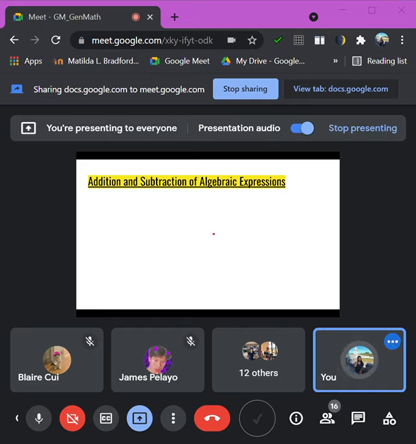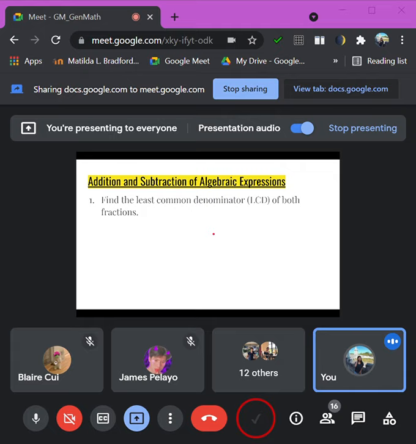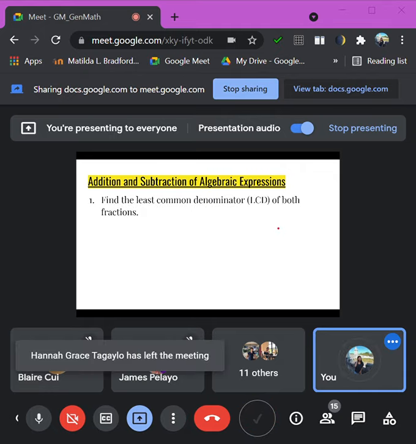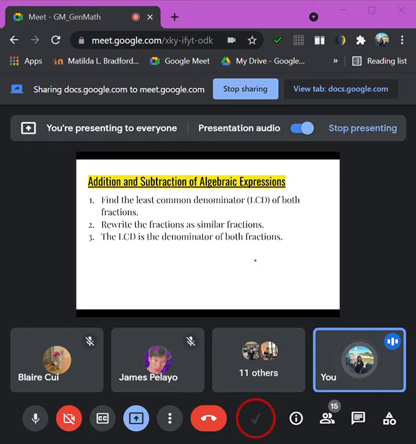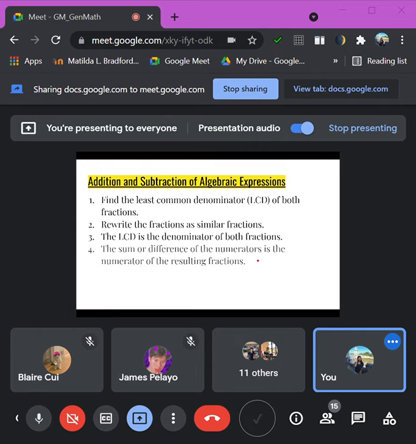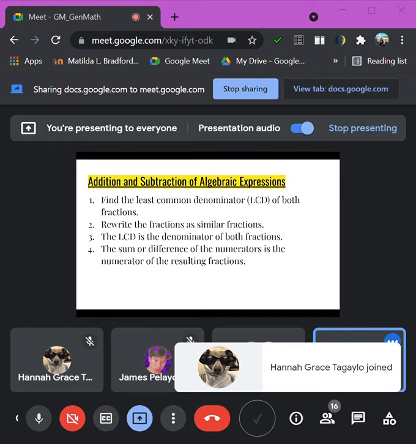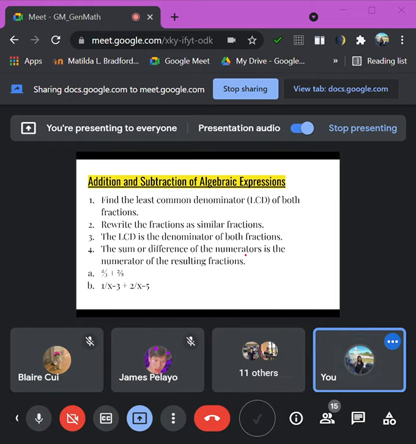Let's start first with this one. Find the least common denominator of both fractions. When we say algebraic expressions, it could be in terms of fractions. Now, rewrite the fractions as similar fractions, and then the LCD is the denominator of both fractions. The sum or difference of the numerators is the numerator of the resulting fraction. And the last one is we have some examples.